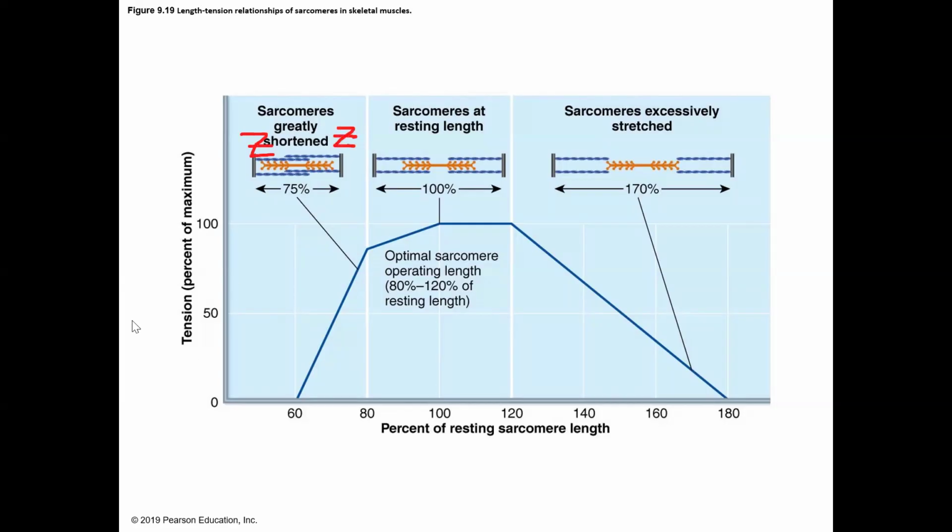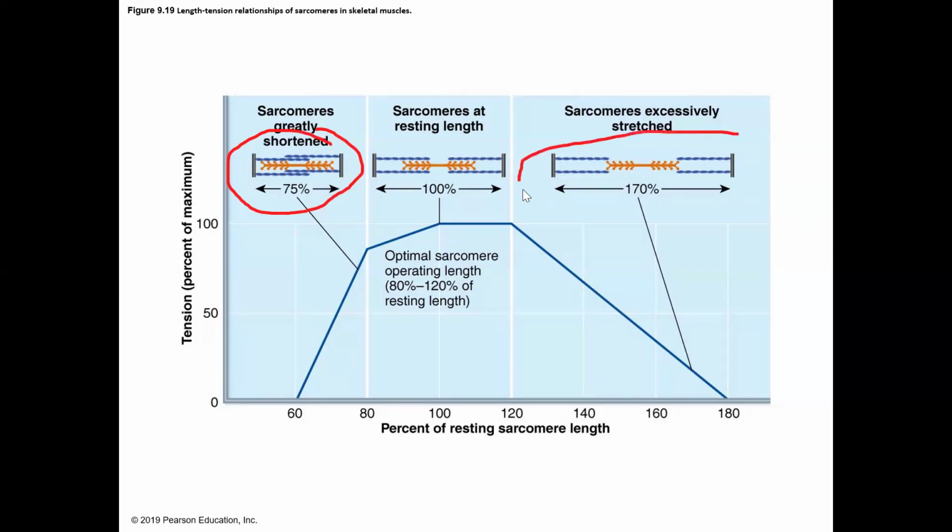Now, myosin in red here is the protein that likes to bind to actin in blue. In order for myosin to bind to actin, the actin has to be directly above the myosin heads. So in the first scenario, this muscle is already almost fully contracted. It's not going to give you much more tension.